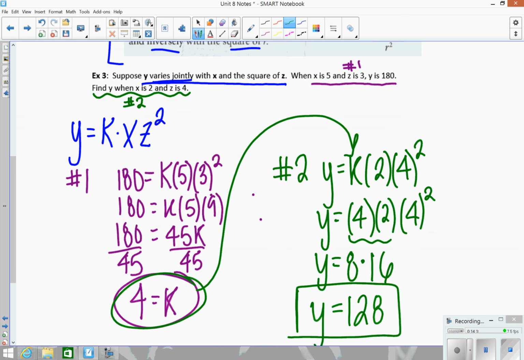So it's kind of just taking another look at rational equations and seeing another type of problem that you can do using rational equations.